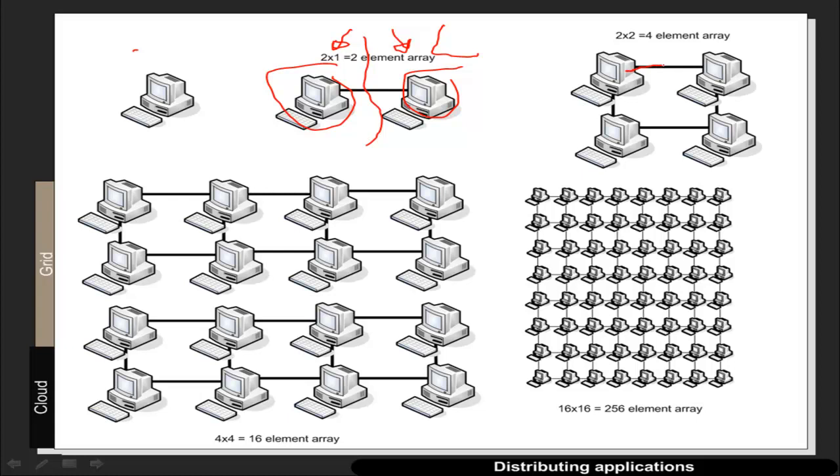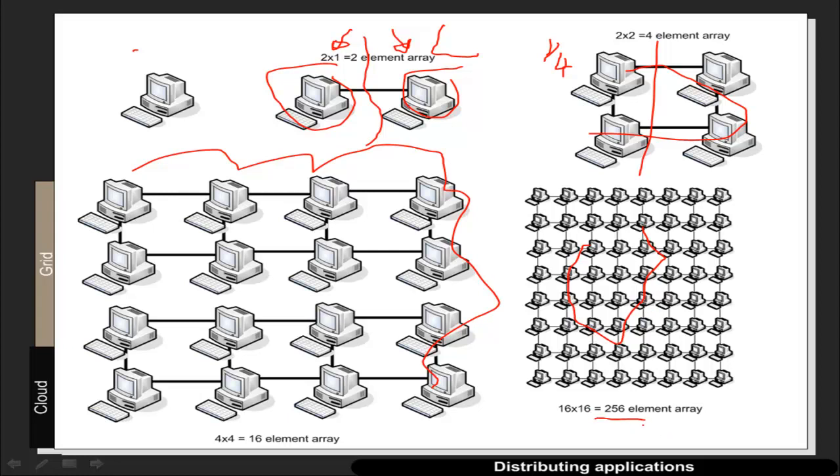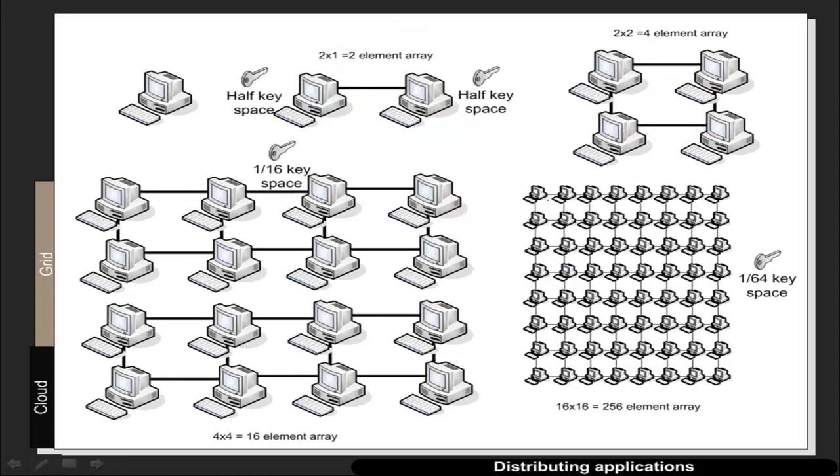Then we could set up a grid of 4 computers. Each we could give a quarter of the key space, and again the time to compute will go down to 1/4. With a 4x4 or 16 element grid, we would go down to a 16th, and then for a 16x16 we would have 256 processing elements, and again the processing time would go down to about 1/256.